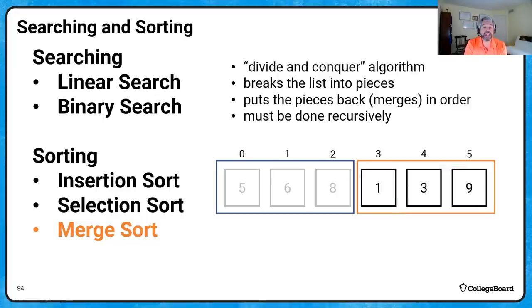So now I'm back to my original 6 element array. I have a complete left side. I have a complete right side. Notice the left side is in order. The right side is in order. But now I need to merge the left and the right back together.